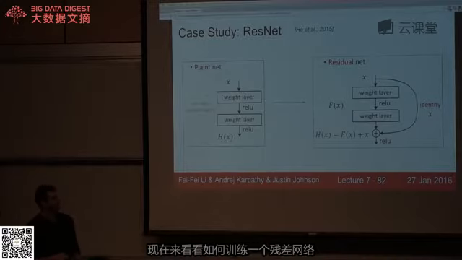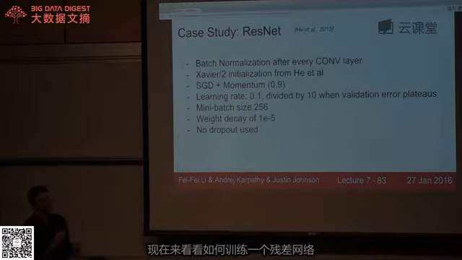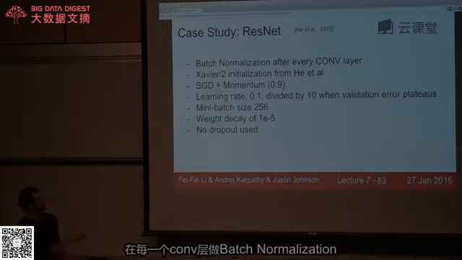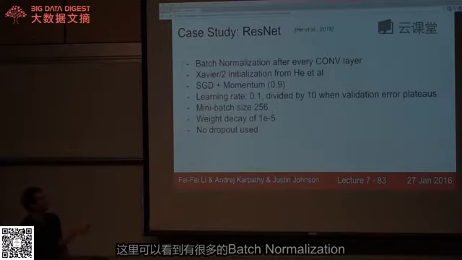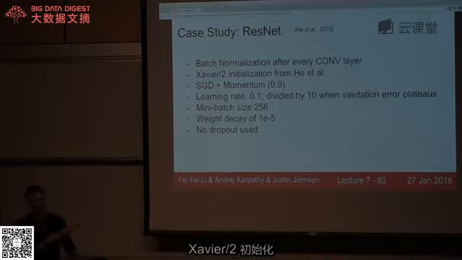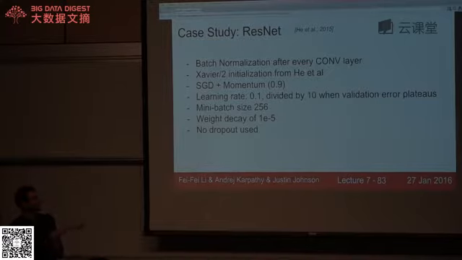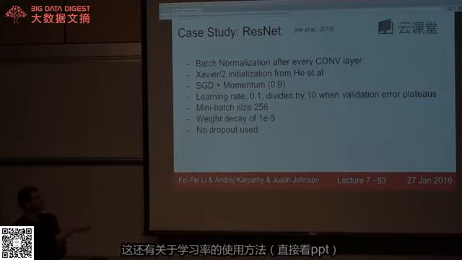Now, in terms of how they train ResNets, just to give you an idea about the hyperparameters that people use in practice, they use batch normalization after every single conv layer. So there are many conv layers and many batch normalizations everywhere. They use the Xavier over 2 initialization. If you remember the paper that proposed this over 2 initialization that I talked about when you use ReLU layers, that's actually the same person, Kaiming, that proposed that initialization.